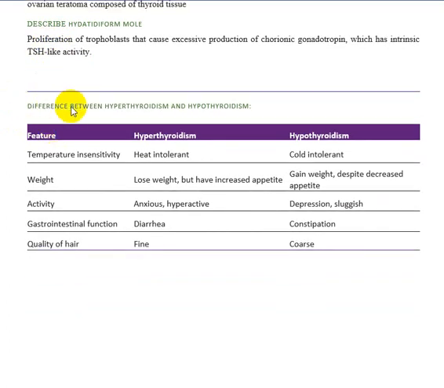Now, the difference between hyperthyroidism and hypothyroidism, you're going to see hypothyroidism in the later section. We have, with respect to temperature sensitivity, with respect to weight, with respect to gastrointestinal function, with respect to neurologic activity, and with respect to quality of the hair. Now, the temperature sensitivity is heat intolerant for hyperthyroidism and cold intolerant for hypothyroidism.